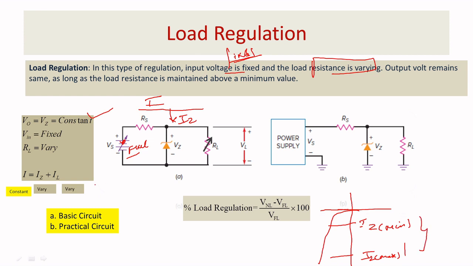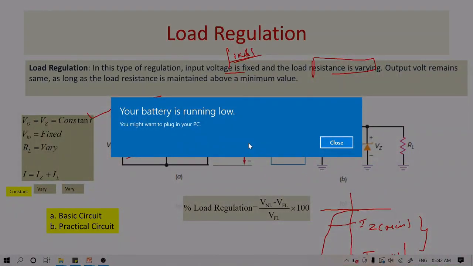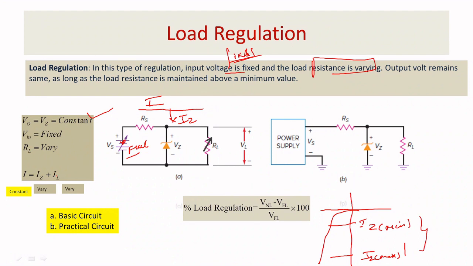Okay, when you go for IL, IL was changing because RL is changing. So when RL is changing, you can understand that the current in the load part also will be varying, right? So it was mentioned clearly the I will be constant, IZ will be varying, IL will be varying. Okay, here it should be in the range of minimum. In order to maintain the constant I, both should be varying. Then only you can maintain I as constant.